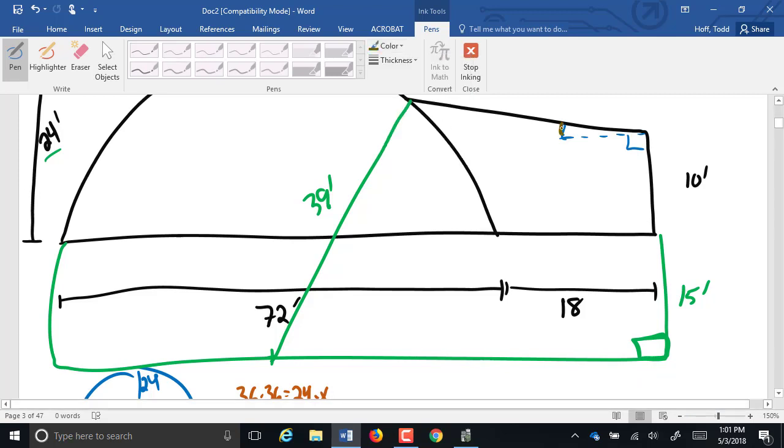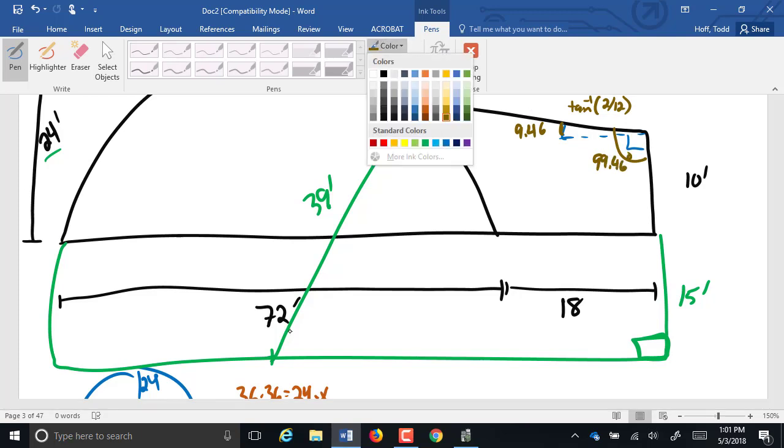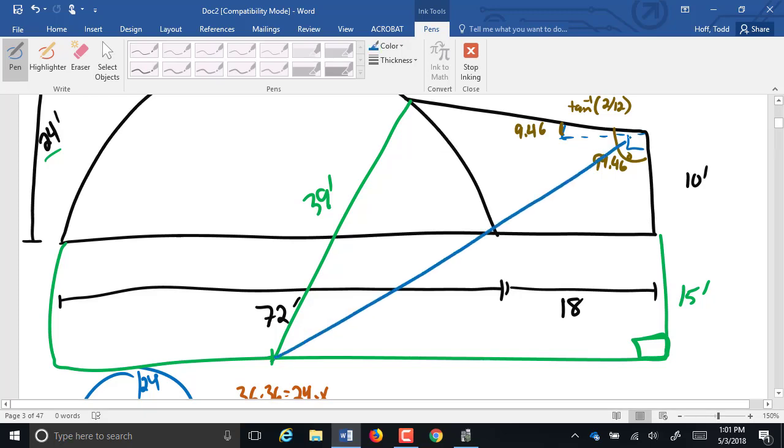What'd you get for this angle right here? Inverse tangent of 2 over 12, right? 9.46, so yes, this is 99.46. So then you're going to cut it from here to there, right? How do you find this angle? 54. Because it's still 36 from here to here and 18 out. That length from the center out has not changed, right? This length got bigger, but that length didn't change.